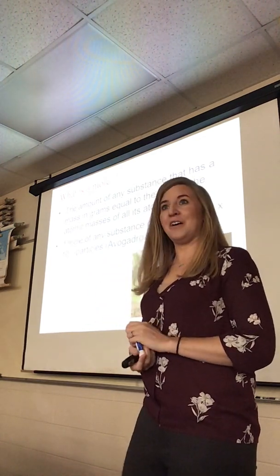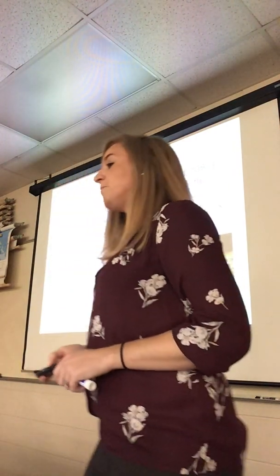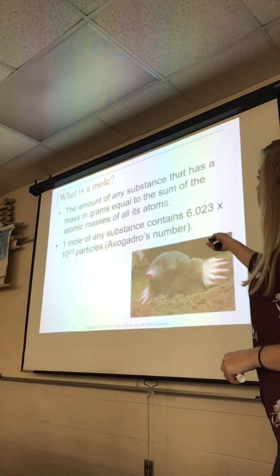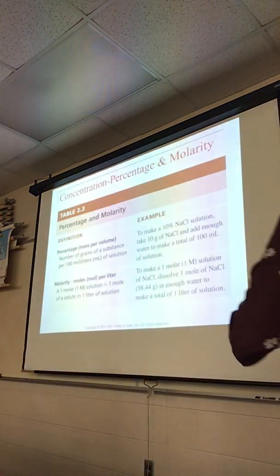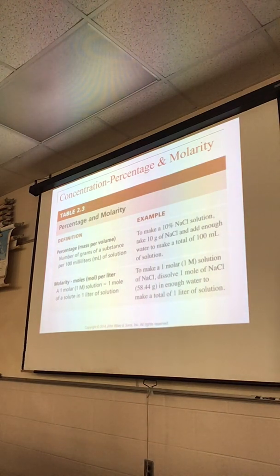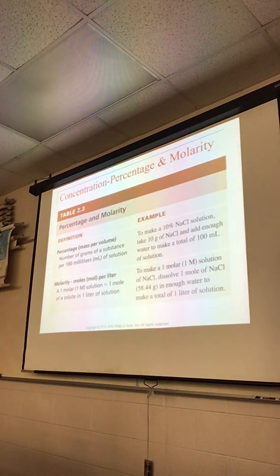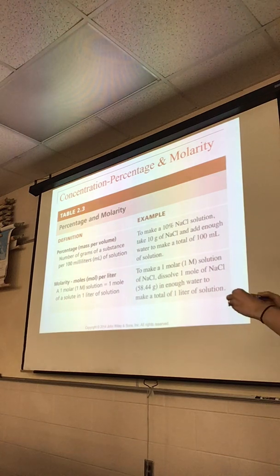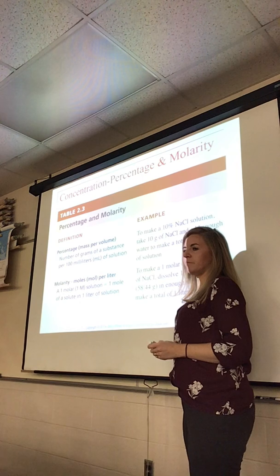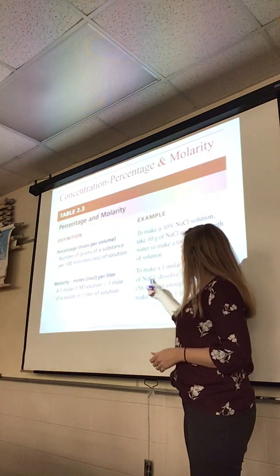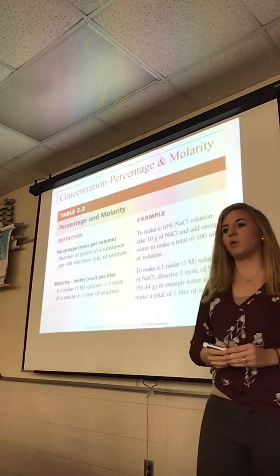Obviously, we're not going to count all those. So what this basically means is that the amount of grams you would measure out on your balance, you just add together all of the atomic masses of that molecular formula. So sodium chloride looks like this, NaCl. You would look at the periodic table and say, what's the atomic mass of sodium? Then you'd look at chlorine and say, what's the atomic mass of chlorine?